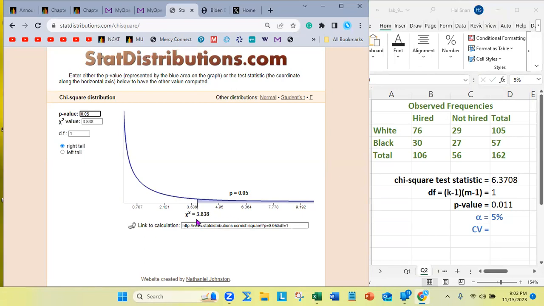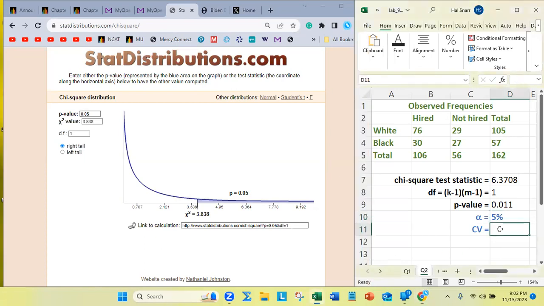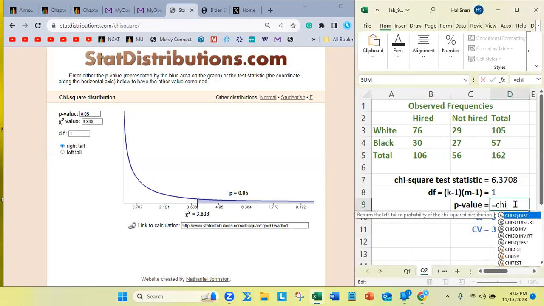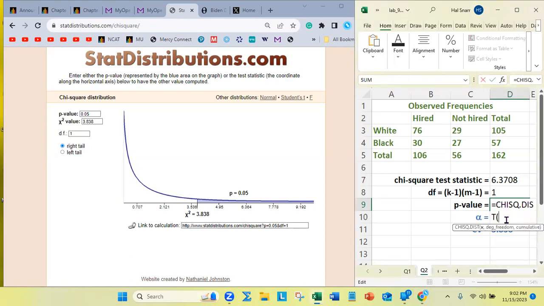And my chi-square critical value is 3.838. And again, I'm just going to type it in there, and I'm going to verify it with Excel. 3.838. Okay, so now I'm going to redo the p-value. I need to find a probability value, and I'm thinking 0.011, right? So I'm going to delete that. Then I'm going to type equal chi square. If I use chi-square dist, I need to put in a number on the number line.